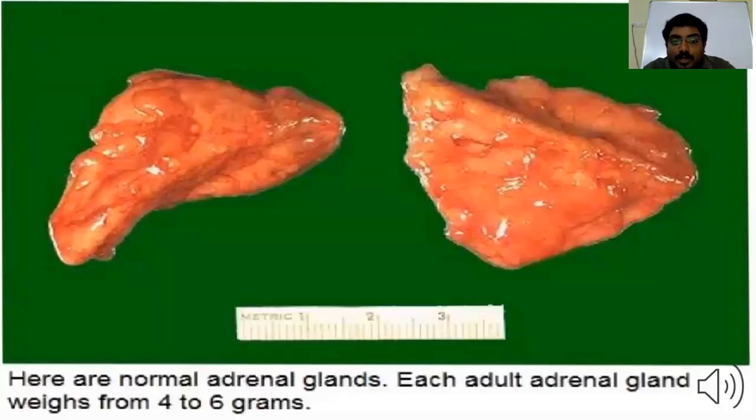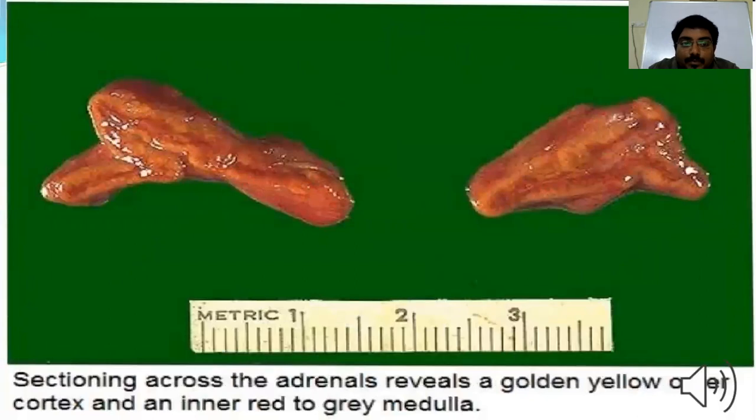See, the picture shows that each adrenal gland weighs 4 to 6 grams. Here the cross section of the adrenal reveals the golden yellow of the cortex, and the inner is the gray medulla.